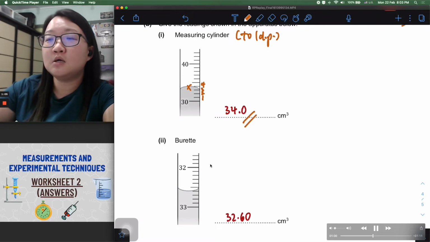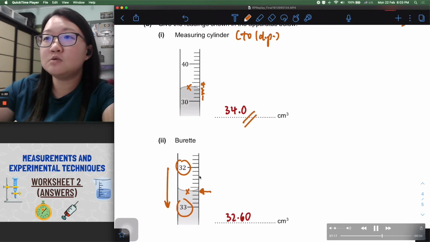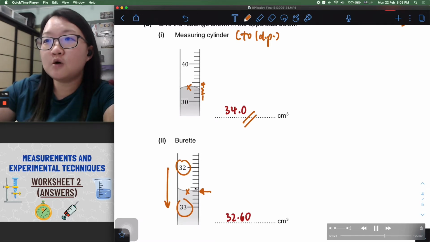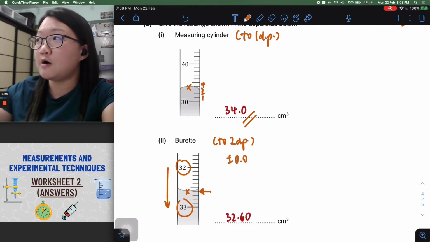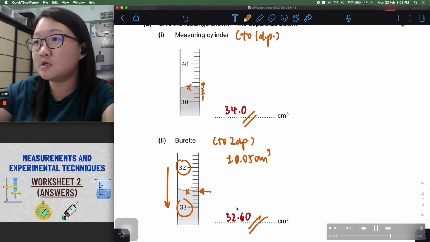Burette, on the other hand, is a little more special. Notice that in chronological order, it's downwards. Okay, so just be careful of that. So here our concave meniscus, again, locate the turning point. So this is the particular point that we are going to read off. Okay, so 32.1, 32.2, 32.3, 32.4, 32.5, 32.6. So again, in terms of accuracy, it should be to 2 dp plus minus 0.05 cm cube. So please leave your answers as 32.60.